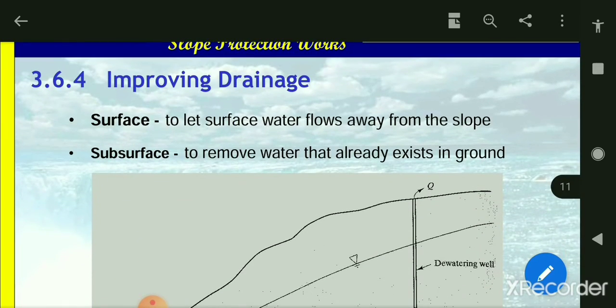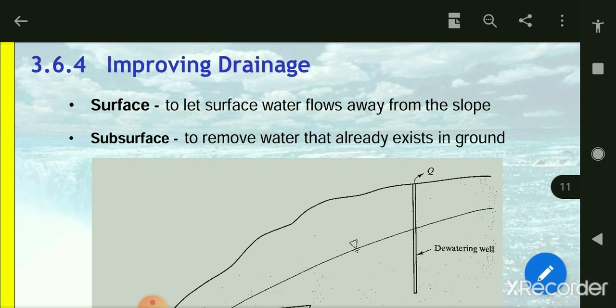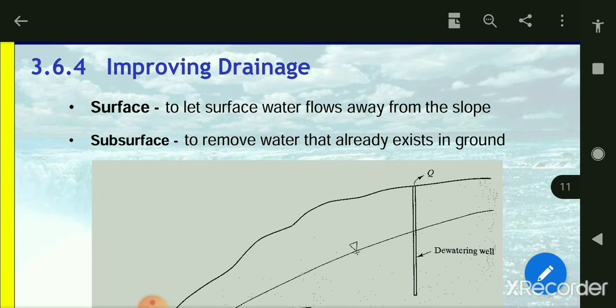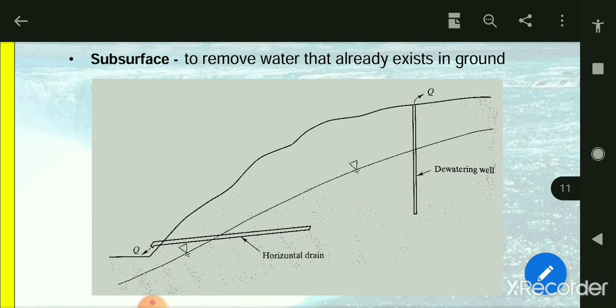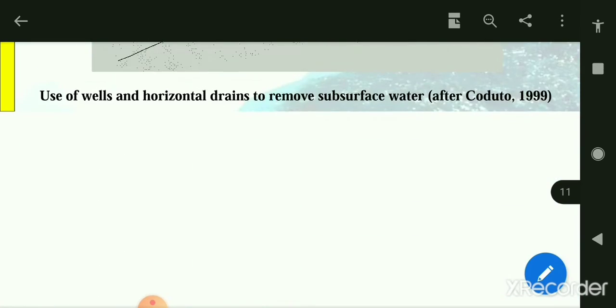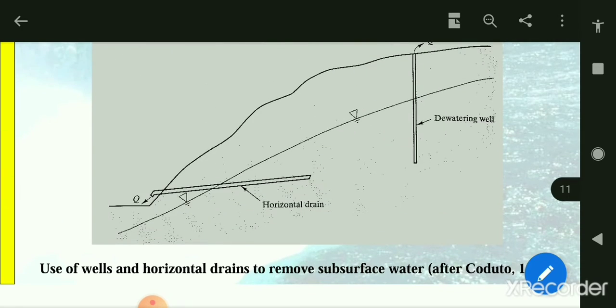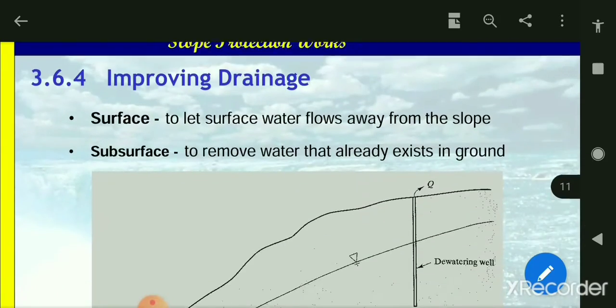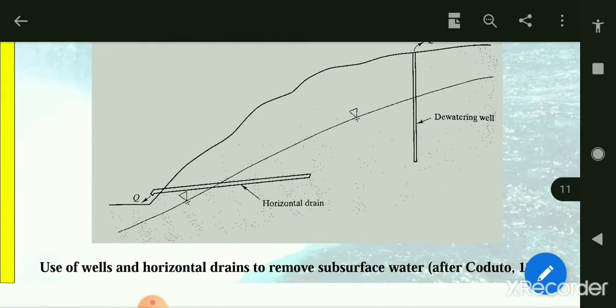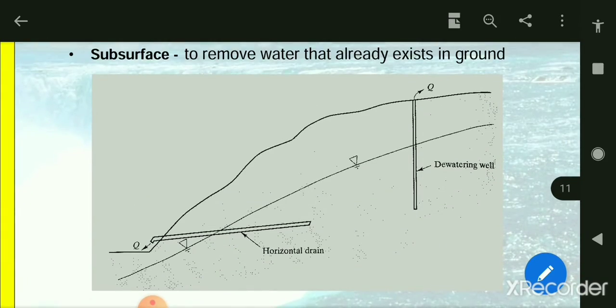Next, improving drainage. The surface drainage is to let surface water flow away from the slope. Subsurface drainage is to remove water that already exists in ground. This shows the horizontal drain and dewatering well. Use of well and horizontal drain to remove subsurface water. This is how they do the protection work, removing the water using the drainage.